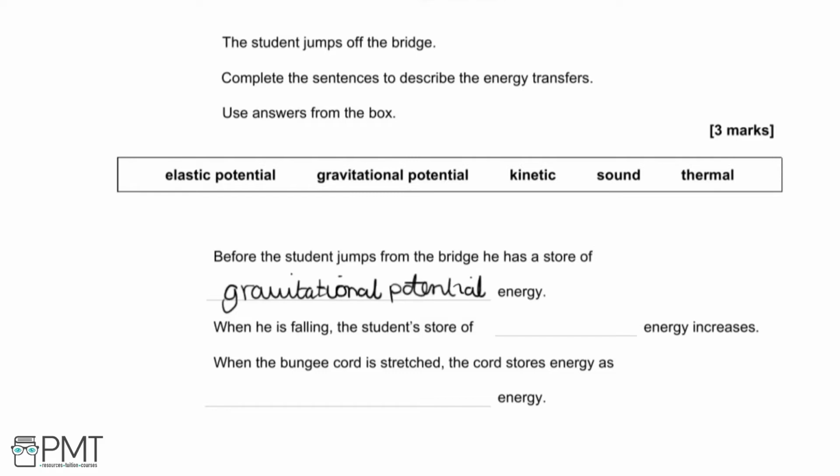When he is falling, the student's store of what energy increases? So when the student is falling, his height is going to be decreasing, so its gravitational potential energy will be decreasing, so it's not going to be that. Again, for the same reason as before, it can't be elastic potential energy, or sound, or thermal, so it must be kinetic energy. We know this is true because the student goes from standing still to falling with a speed, so the kinetic energy will increase.